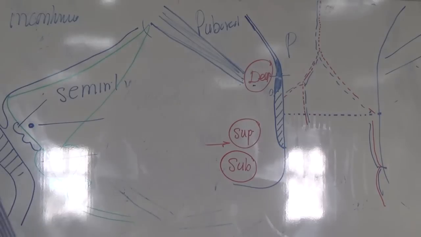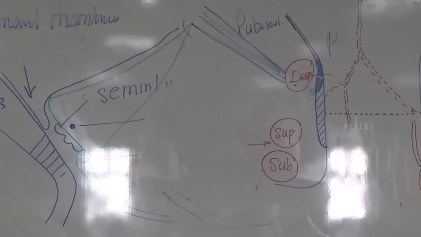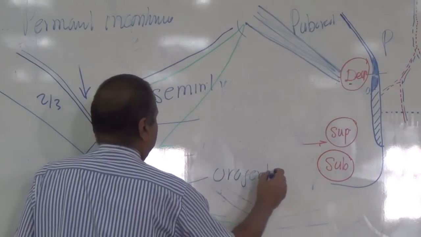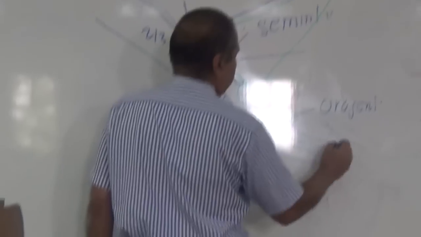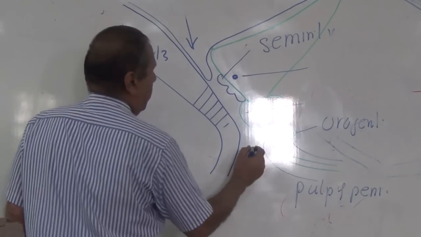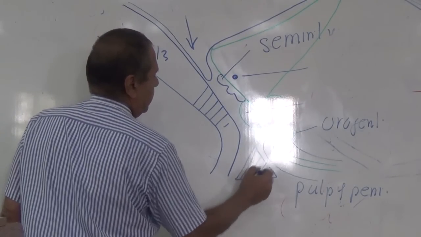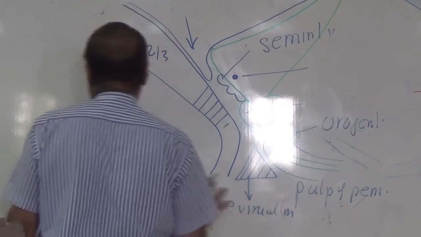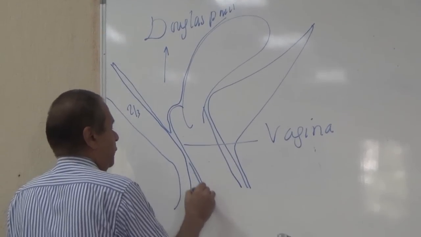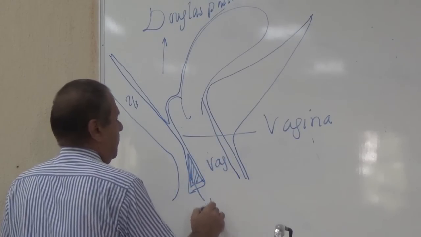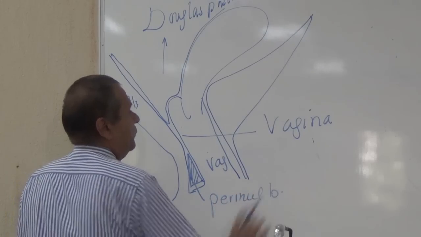The relation of the anal canal in male and female differs anteriorly. In male, anteriorly, it is related to what's called the urogenital diaphragm and the bulb of the penis, and the perineal membrane. The perineal membrane is a fibromuscular membrane. This is in male. In female, the anal canal is in front of the vagina and separated from the vagina by the perineal body. This is the vagina and this is the perineal body in female. This is the anterior relation.